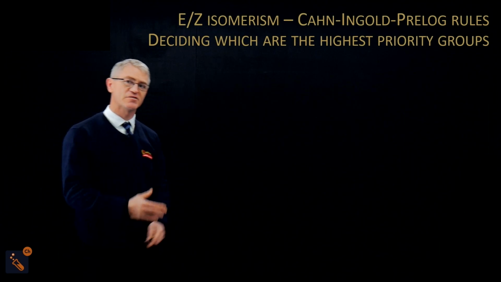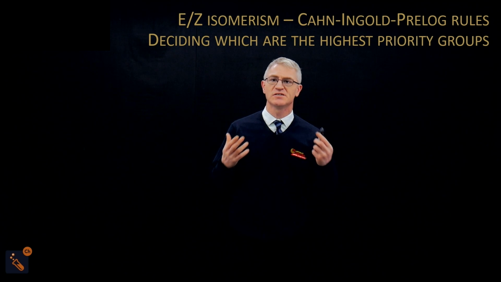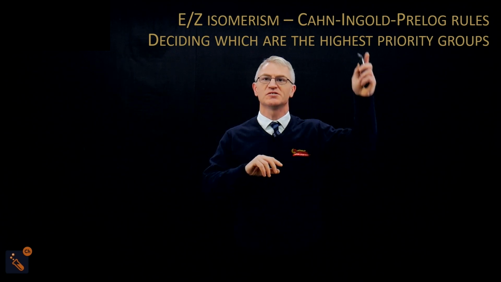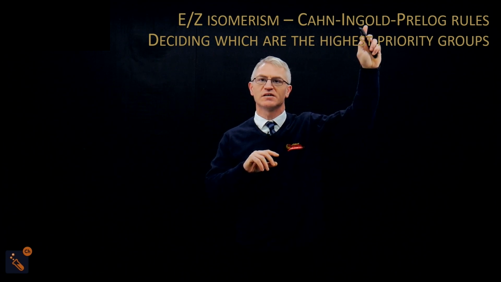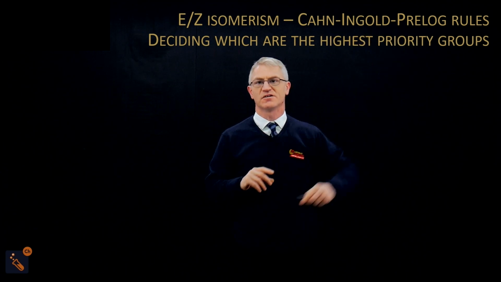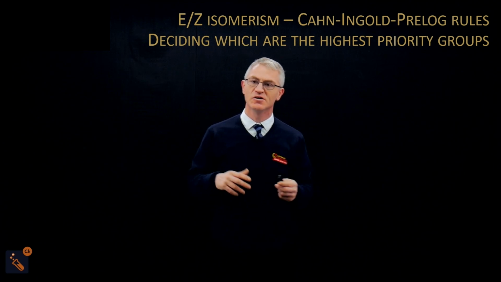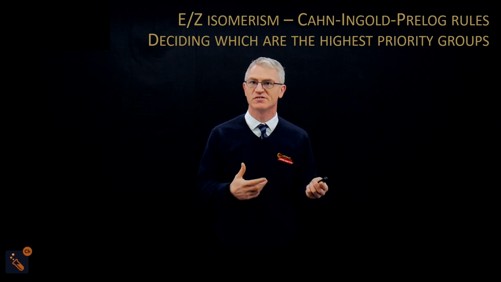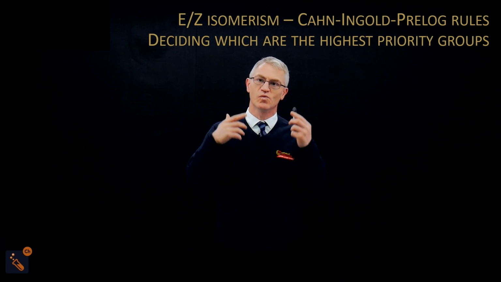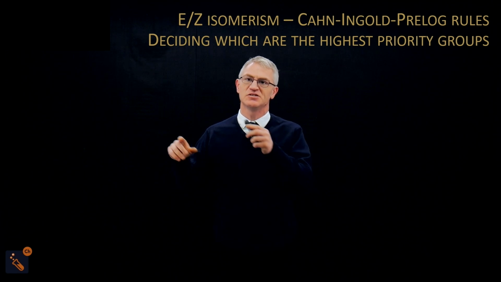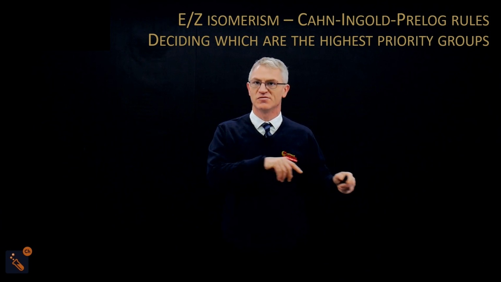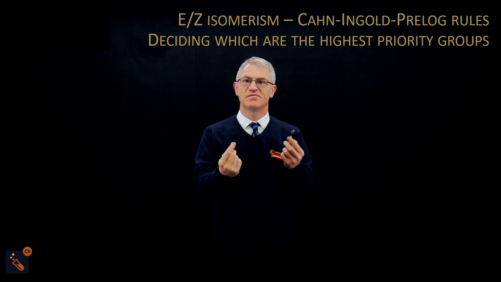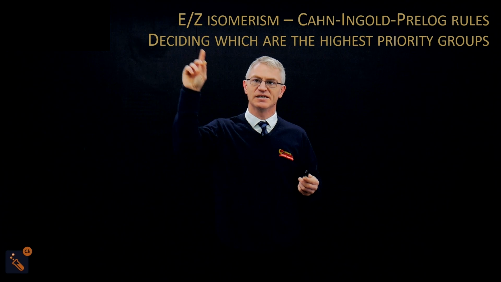So we're now going to describe how to determine what the highest priority groups are. And the really important words that you need to talk about are Cahn, Ingold, Prelog. Now those are the people who determine the rules. But the reason I say you must know or recognize those names is because when you actually look at the question, it says using the Cahn, Ingold, Prelog rules, or the Ingold, Prelog rules, sometimes they shorten it. The fact is, you'll know straight away EZ isomerism.